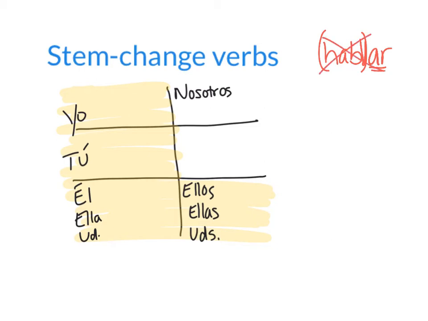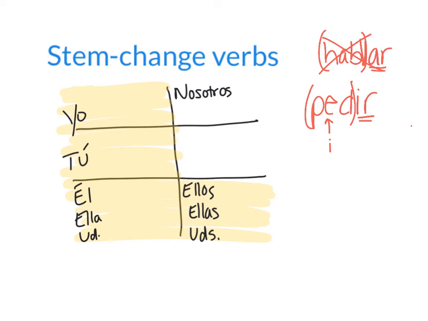Hablar does not change. Some verbs, however, like pedir, have two parts as well, IR for its ending, PED for its stem. This does have a stem change. The E in the stem changes to an I. You'll notice a list of stem change verbs on your review sheet.